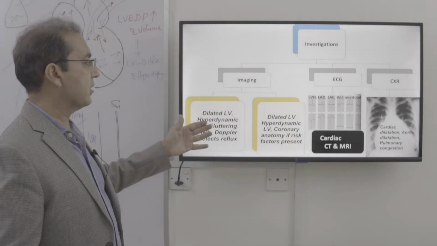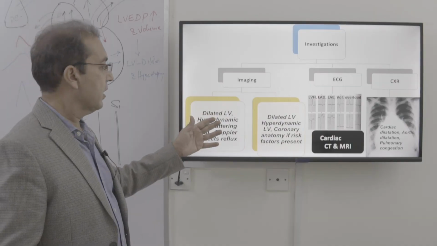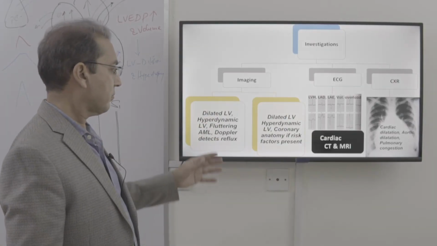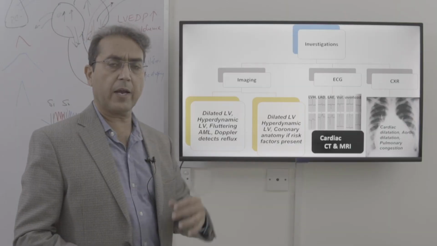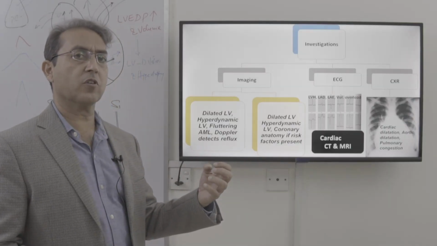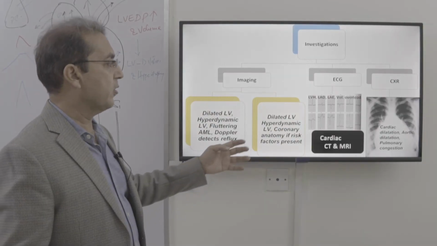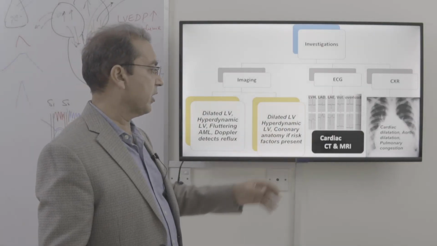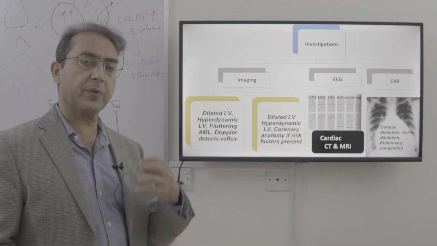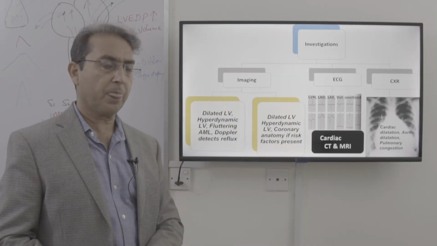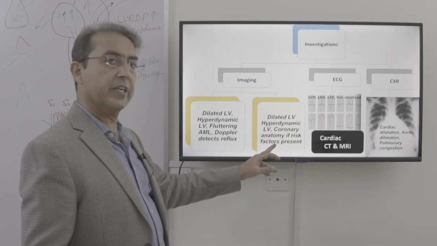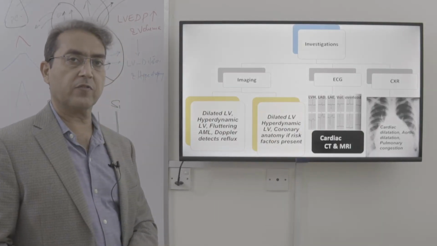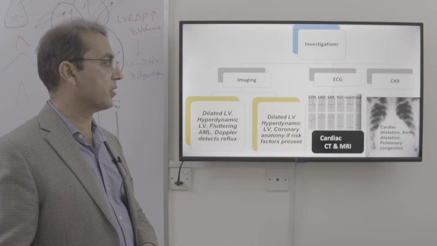Then on imaging, we can see on echo a dilated left ventricle, a hyperdynamic left ventricle, and fluttering of the anterior mitral leaflet. Doppler echocardiography may quantitate the amount of regurgitating blood. Similarly, on angiography, you can see the dilated LV, the hyperdynamic LV, and at the same time, you can look at the coronary anatomy. If the patient is presenting with features of angina, this is an indication to do an angiography where we can see the coronary vasculature as well, whether there is a concomitant coronary artery disease present or not.